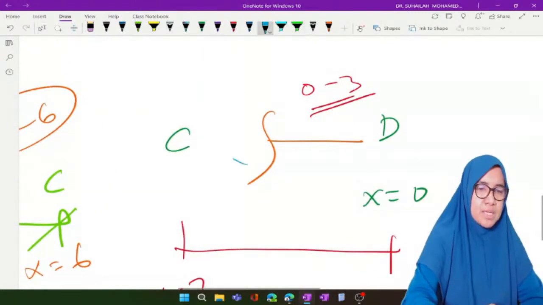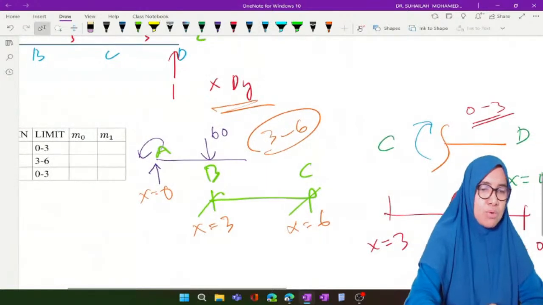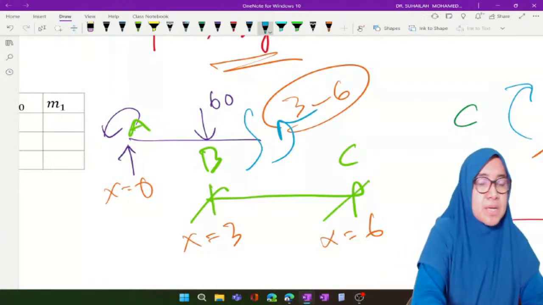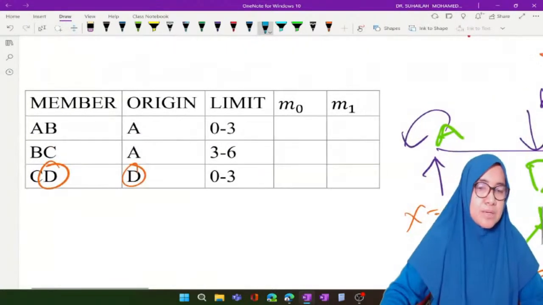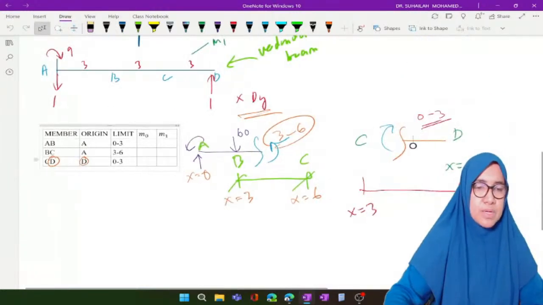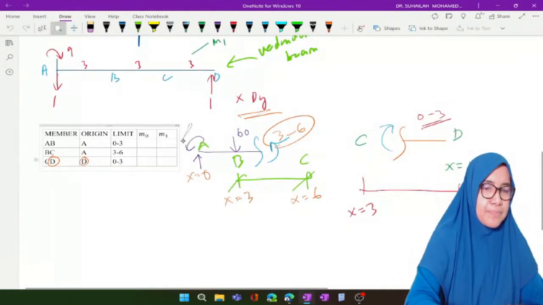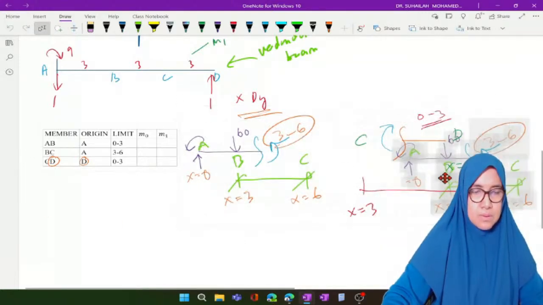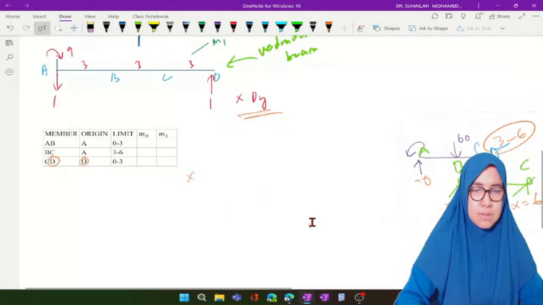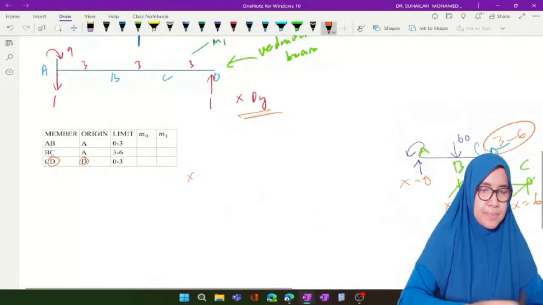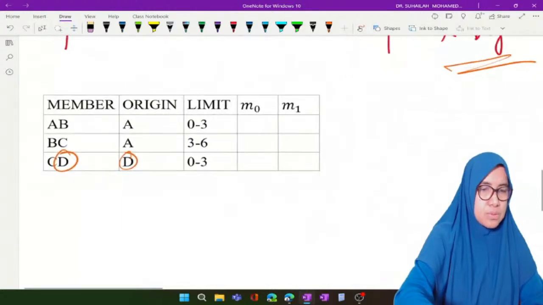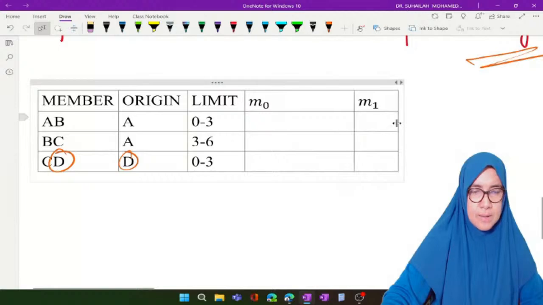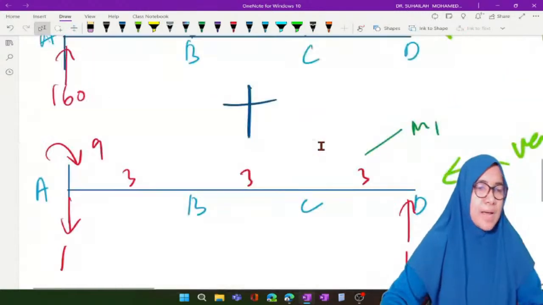The moment of this is clockwise. Here the moment is counterclockwise. Be careful with the sign convention of moment as well. So now, I will move the diagram first. This is X. Because I need to change this size. Now we want to write the equation.